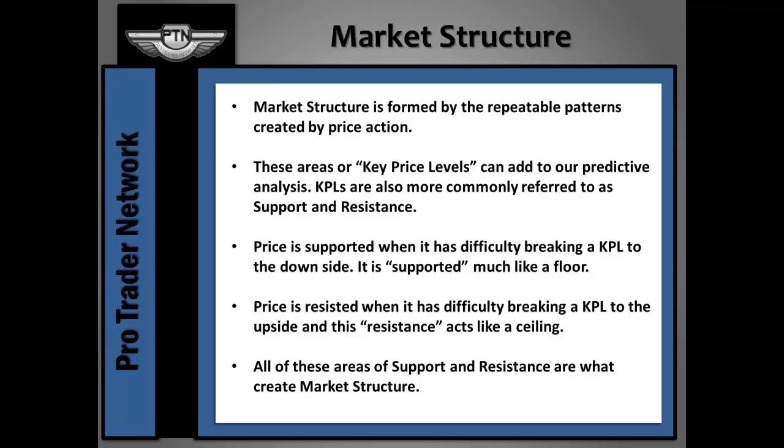So traders, we say price is supported when it has difficulty breaking a key price level to the downside. And imagine, if you would, an actual floor constructed to contain price. That floor supports price at a particular level, and price has extreme difficulty breaking that level, and therefore it is contained by our floor, or supported. Price is resisted when it has difficulty breaking a key price level to the upside, and it resists breaking through a higher price. And this resistance acts like a ceiling to contain price. So we've got these imaginary barriers that are created. We have a floor to support price and a ceiling to resist price. And all of these areas of support and resistance are what create market structure.